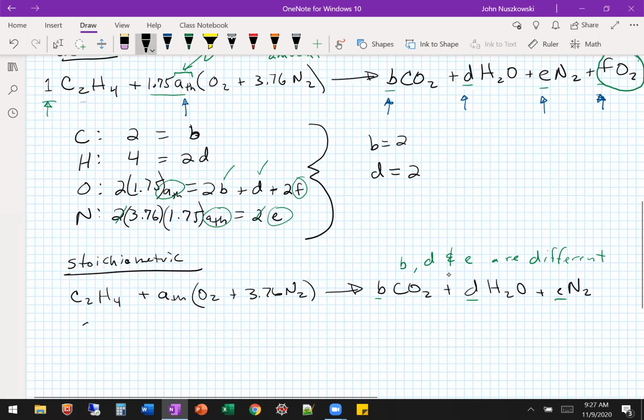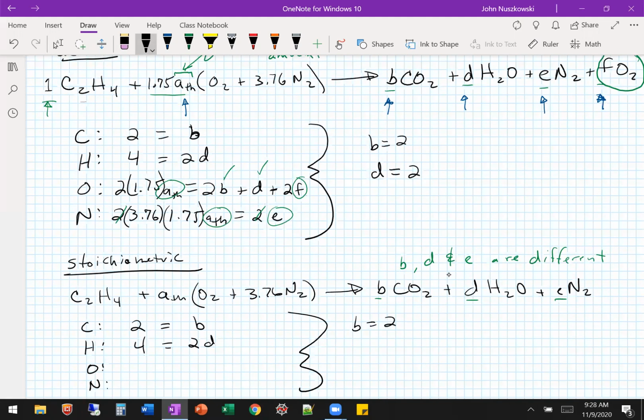And this time we still have carbon, hydrogen, oxygen, nitrogen. We have 2 carbon, and that equals B on the products. Hydrogen 4, and we have 2D. Again, they don't necessarily have to be the same. And then oxygen, we just have 2 A theoretical equals 2B plus D. We don't have the F there anymore, because it's the perfect amount, stoichiometric, so there's no excess oxygen. All that oxygen's going into CO2 and water.